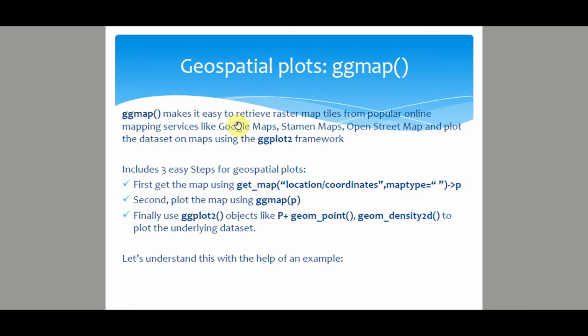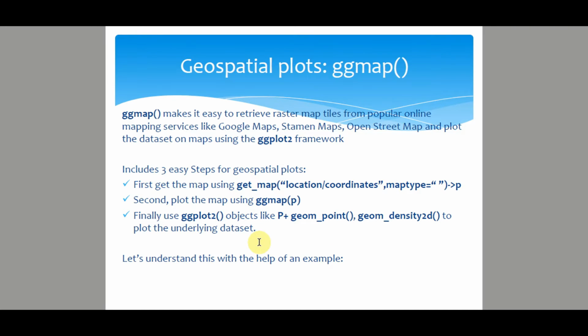The ggmap package makes it easy to retrieve raster map tiles from popular online mapping services like Google Maps, Stamen Maps, or OpenStreetMap, OSM in short. Second, plot the map using ggmap. Finally, use ggplot2's geometrical objects like p plus geom_point and geom_density_2d to plot the underlying dataset.